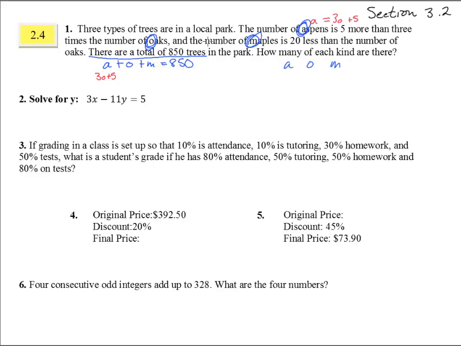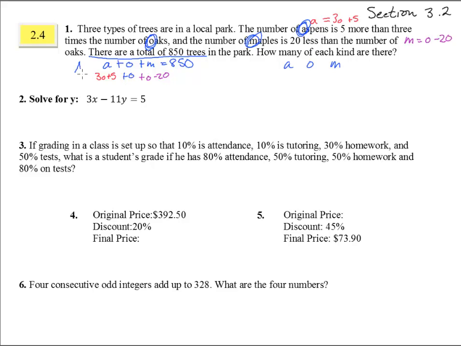Then the next one, it says the number of maples, M, equals 20 less than the number of oaks. So you take the number of oaks minus 20, and that'll give you the number of maples. So here we have plus oaks minus 20, and then we have right there in the middle the oaks.